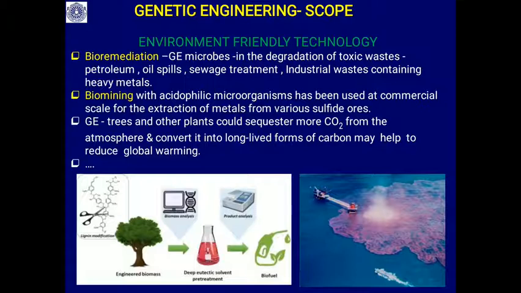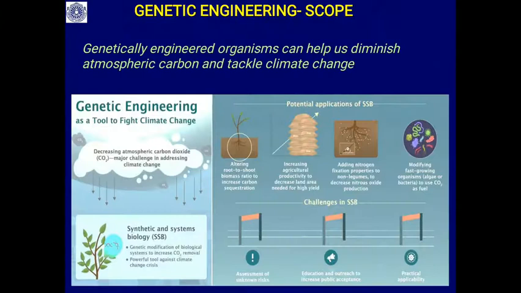Then the main issues are environmentally friendly technology, bioremediation. We can take care of oil spills, sewage treatment, industrial waste, all with the help of engineered microbes. Biomining: we can enhance ore extraction by this method. Then we can reduce the carbon in the environment by sequestering more carbon dioxide through engineered plants. So many genetically engineered organisms can help us diminish atmospheric carbon and tackle climate change.